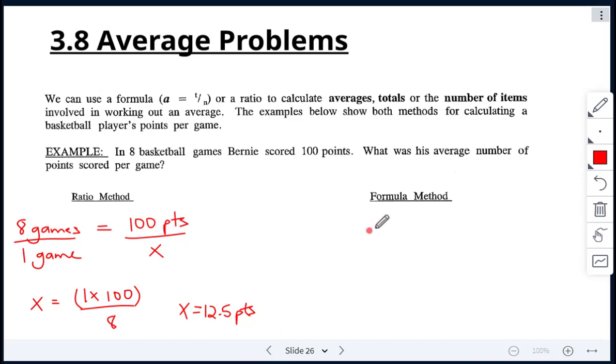Using the formula method, which is A equals T over N, we're just going to take the T, which is total, which is 100 over 8 games, and we'll just divide those, which gives us the same answer, so 12.5. All right, so you would end with your sentence. Bernie's average was 12.5 points per game.